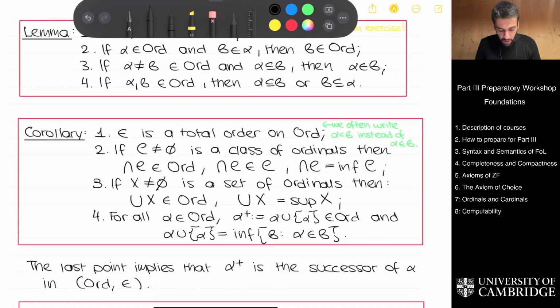And the last consequence is that for all ordinals alpha, the set alpha plus, which is defined, if you remember from the infinity axiom, as alpha union the singleton alpha, is an ordinal. That's an easy consequence. And not only is it an ordinal, but in fact, it is the infimum of the class of all ordinals that are above alpha. So in fact, what this means is that alpha plus is the successor of alpha in this order. Okay, so this order, amongst other things, is discrete.